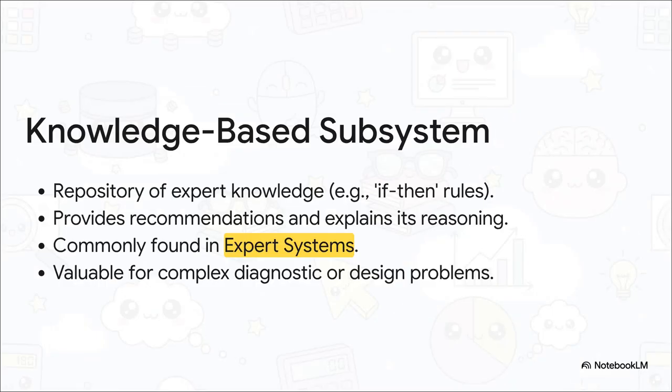So you might be wondering, how does that even work? Well, it often stores expert knowledge as a series of simple if-then rules. Something like, if sales in the Western region dip below this number for 2 months, then automatically flag a potential supply chain problem. But here's the really cool part. It doesn't just give a recommendation, it can actually explain its reasoning. It tells you why it thinks that's the right call. And this is a hallmark of another key term you should know, expert systems.